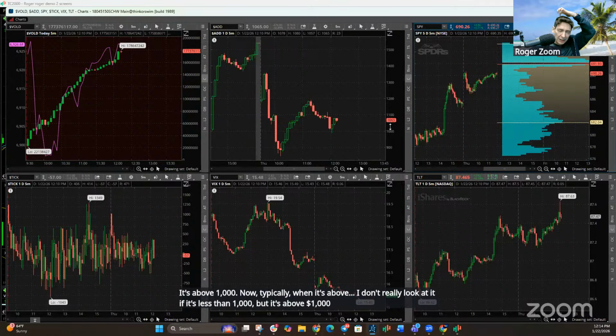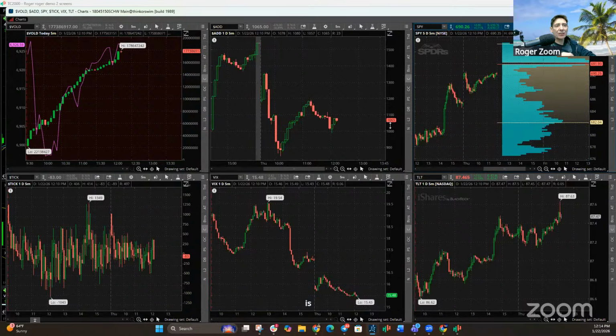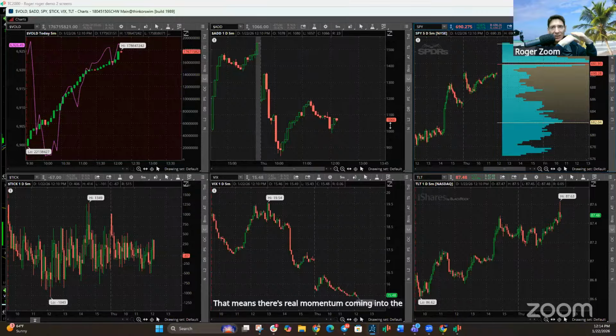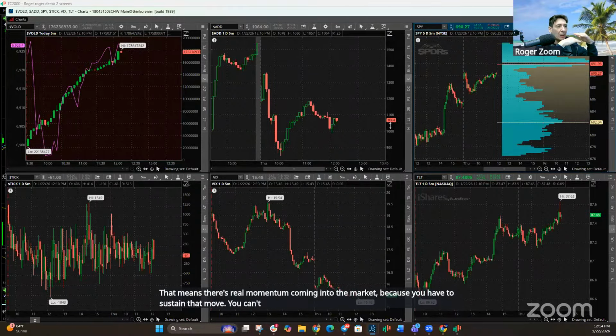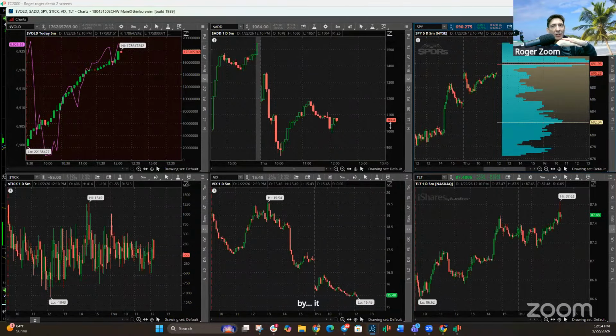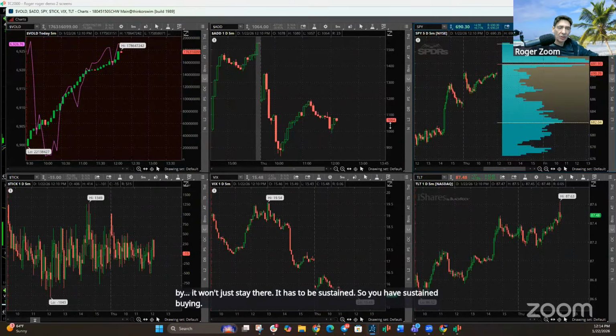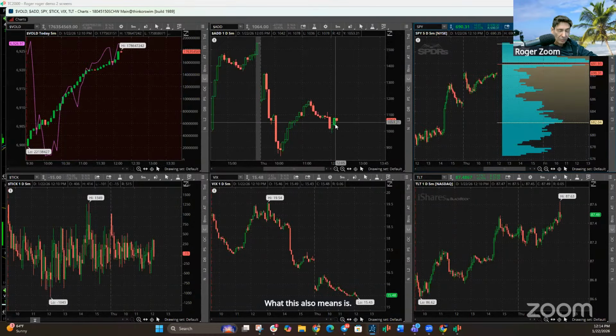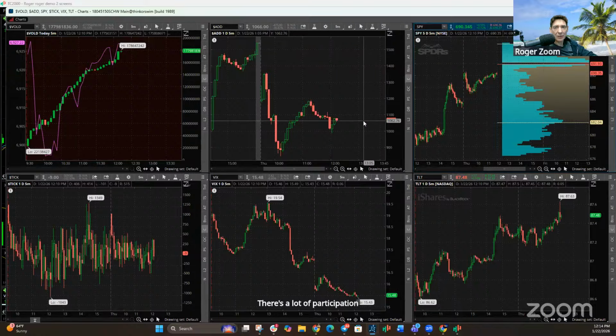And what it's telling us is that a lot of stocks are trading above yesterday's close. When you have a lot of stocks trading above yesterday's close, that means there's real momentum coming into the market because you have to sustain that move. You can't just buy. It won't just stay there. It has to be sustained. So you have sustained buying. What this also means is the markets are not random. There's a lot of participation right now to the upside.